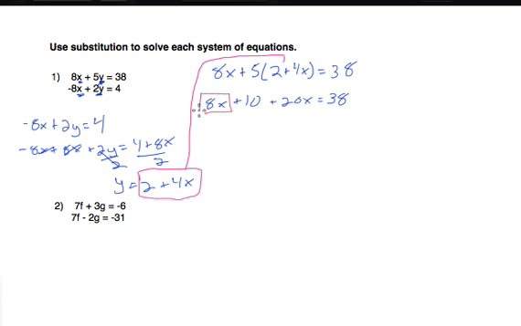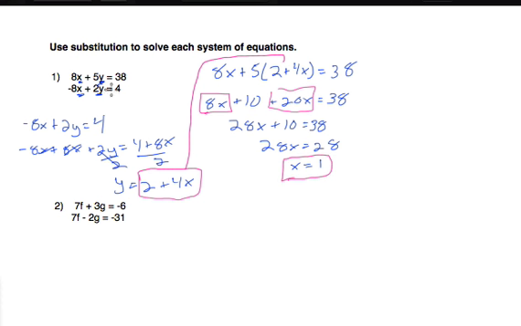We're going to combine our like terms. We've got positive 8x and a positive 20x. You combine those and you get 28x plus 10 equals 38. I'm going to skip a step here. By subtracting 10 from both sides, you get 28x equals 28, and obviously x equals 1. So now we've got part of our solution. When x equals 1, what is y?